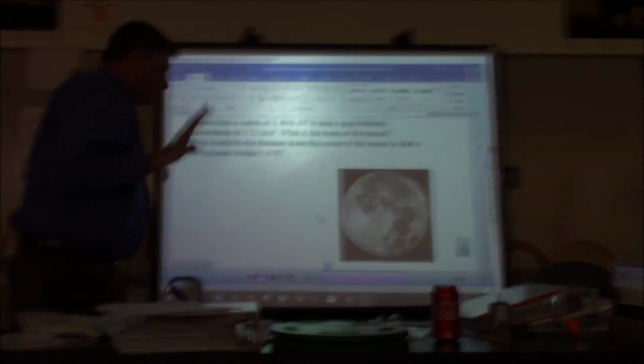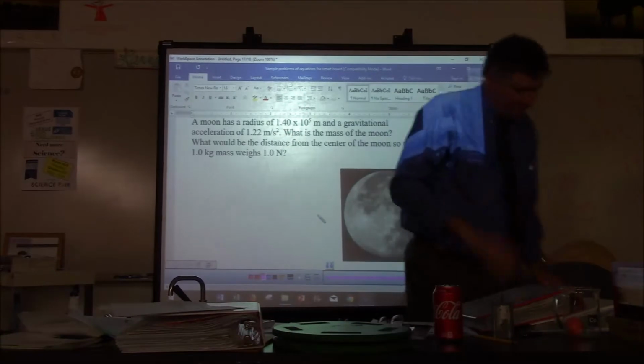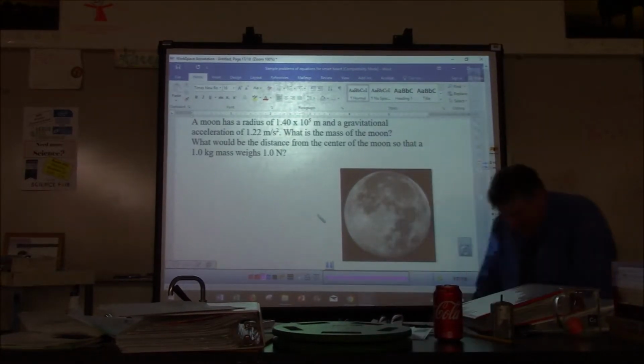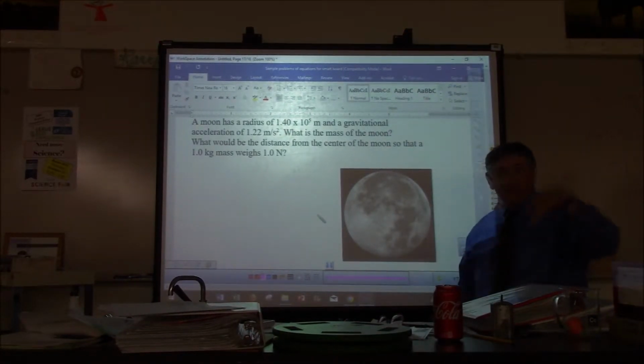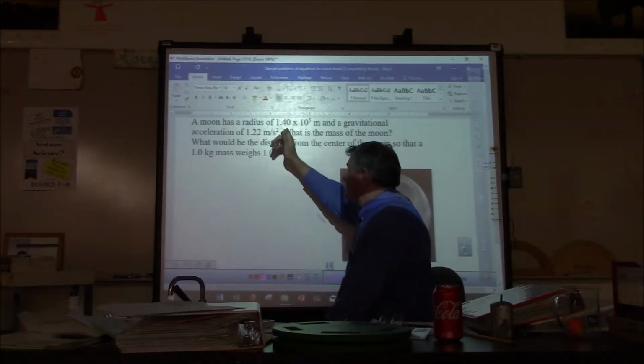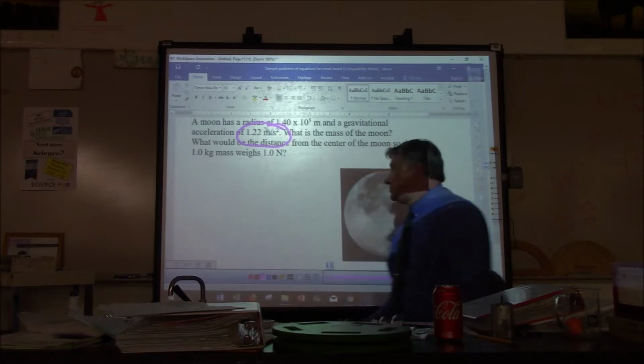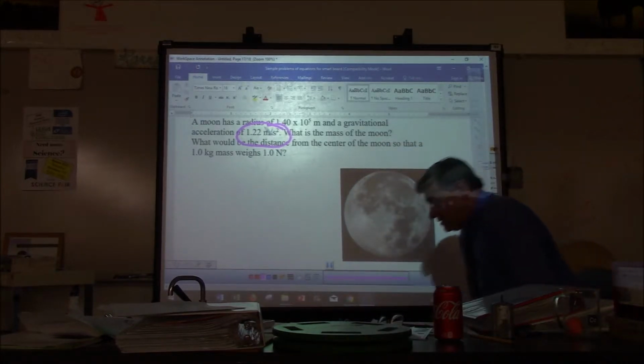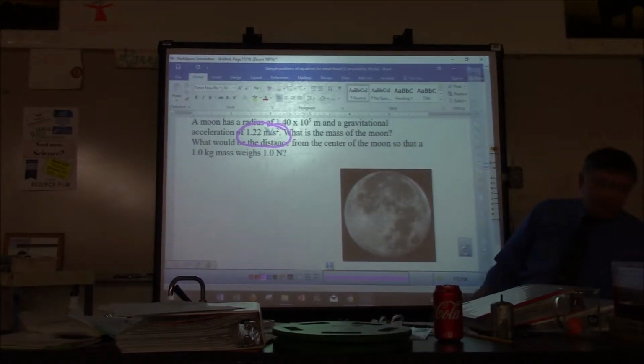So now we've actually landed on the moon. Okay? We've landed on the moon, and we've set up our little pendulum, and we have discovered that the gravitational acceleration on this moon is a paltry 1.22 meters per second squared. Much less than the gravitational acceleration on Earth.